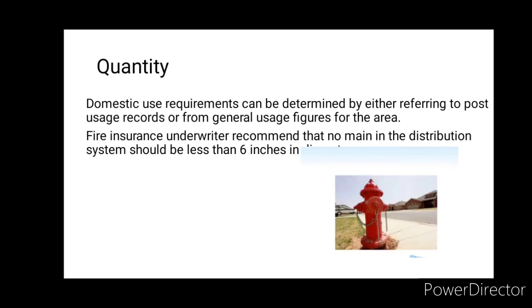Second one is quantity. Domestic use requirements can be determined by either referring to past usage records or from general usage figures for the area. Fire flow requirements are usually the determining factor for system size in communities with a population of 50,000 or more. Fire insurance underwriters recommend that no main in the distribution system should be less than 6 inches in diameter.